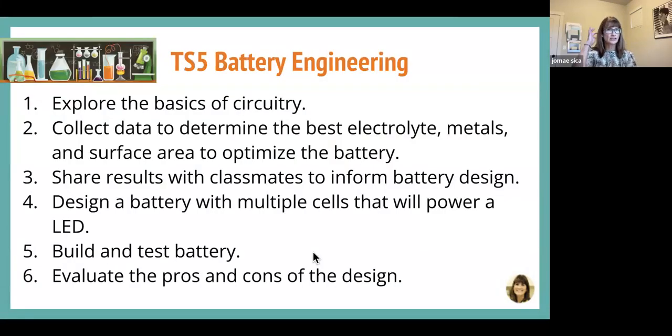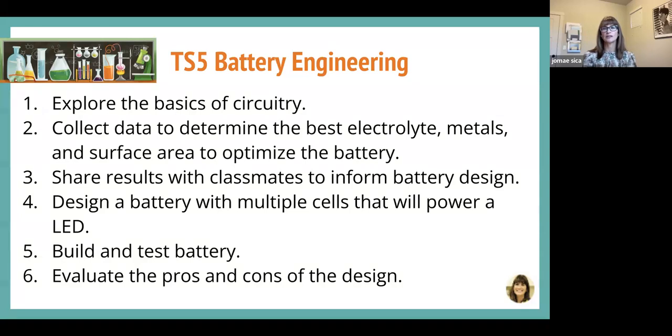Okay, so the process of the battery engineering project, which happens over several days, is that on the first day, students explore some basic information about circuitry. They make a little mini LED flashlight just to get them thinking about the idea that we have to have a complete circuit in order to light up our LED. Then the next phase is that they move into testing. Certain groups will test different electrolytes, other groups will test different metal combinations, and then surface area also, to see how that is affecting the current of the battery. And then they will share that information out with each other.